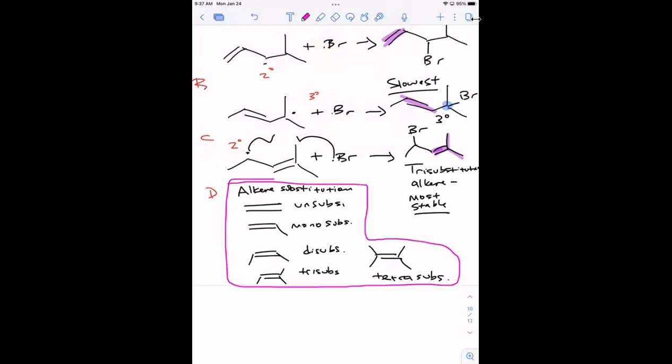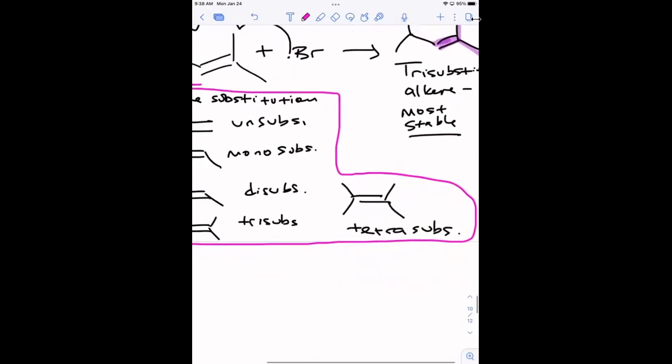Can the substitution go higher than tetra? No, because each one of those carbons in the double bond can only have two things attached to it. Anytime one of those things is not hydrogen, we count that. Or let me not say that, because if you have a halogen or some other functional group, that's different. But if it's a carbon substituent, then that's how we determine how substituted it is. It's the carbon-carbon bonds on it. So there's nothing that can go past 4.